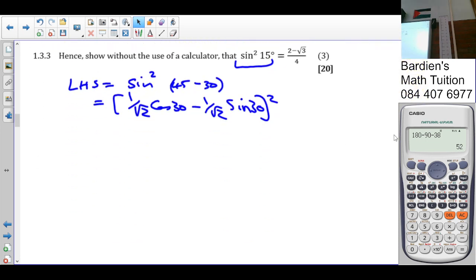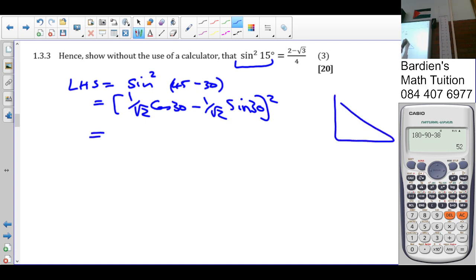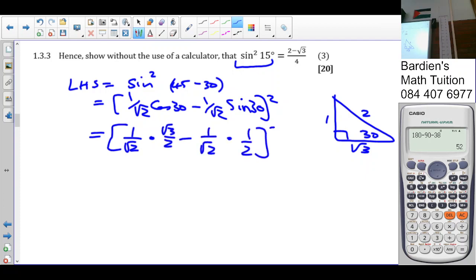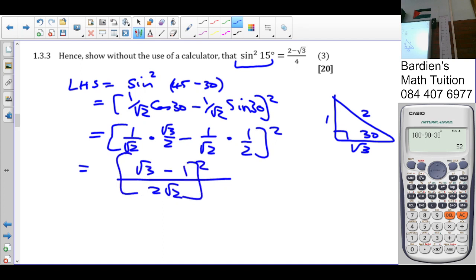But what I'll do is I'll just say, okay, the 30-degree triangle again comes into play. So it's 30, so it's 1, 2, root 3. So that is 1 over root 2 cos of 30, which is root 3 over 2, minus 1 over root 2, 1 over 2. As sin of 30 is a half. Which now gives us 2 root 2, as you can see the denominators are the same. The root 3 minus 1, and it has to be squared.